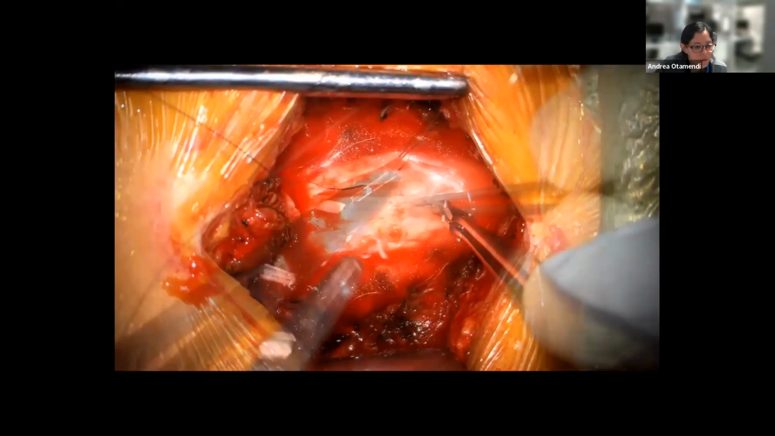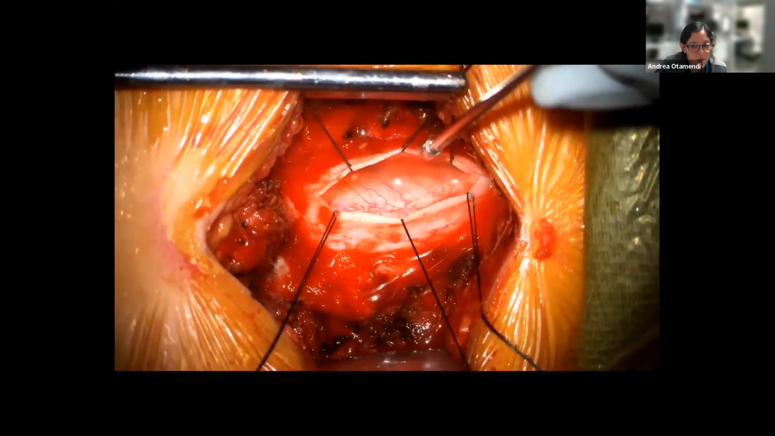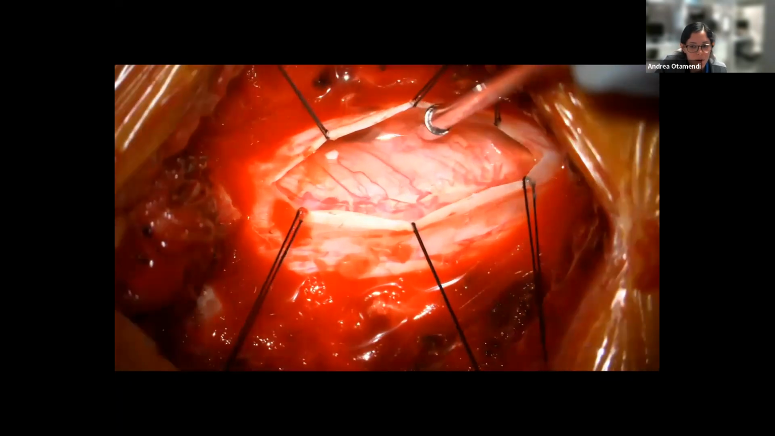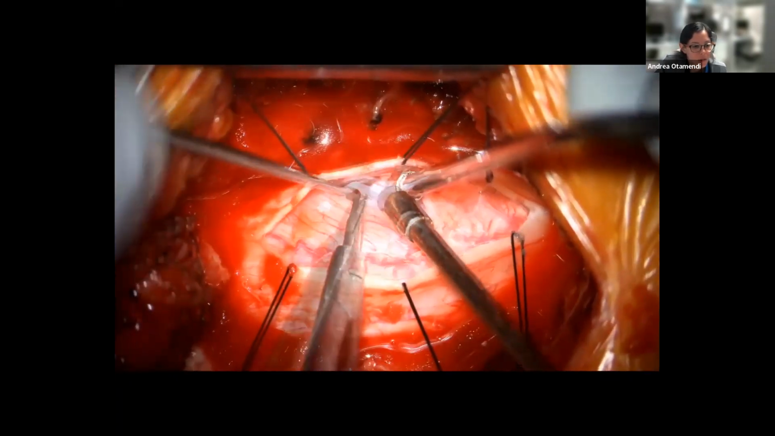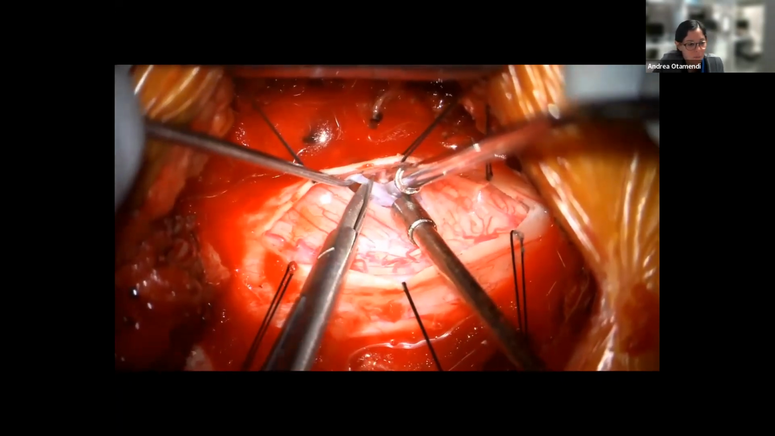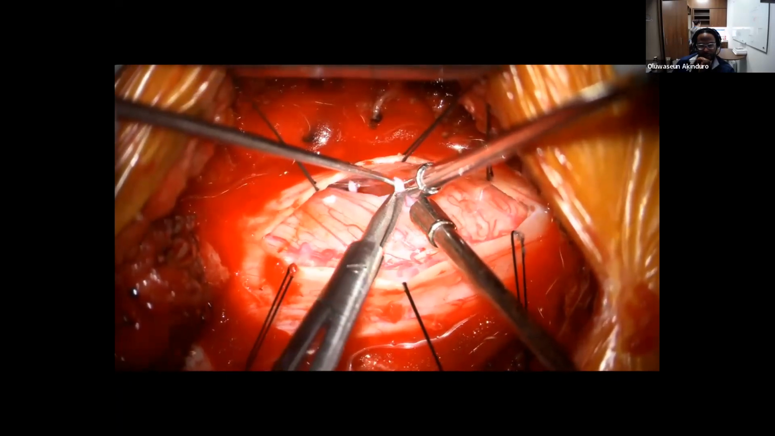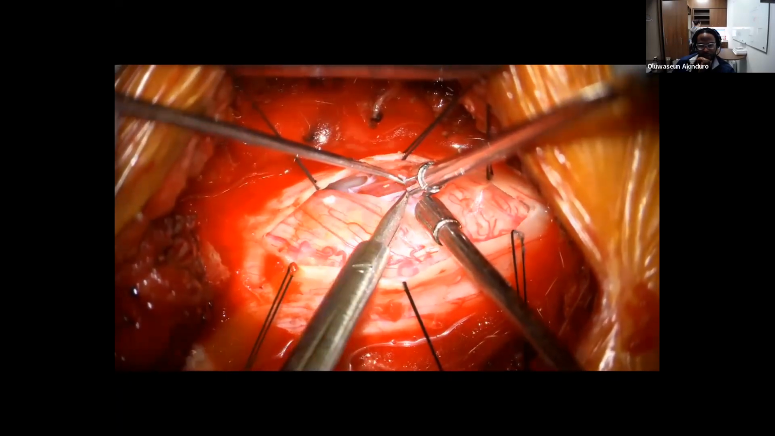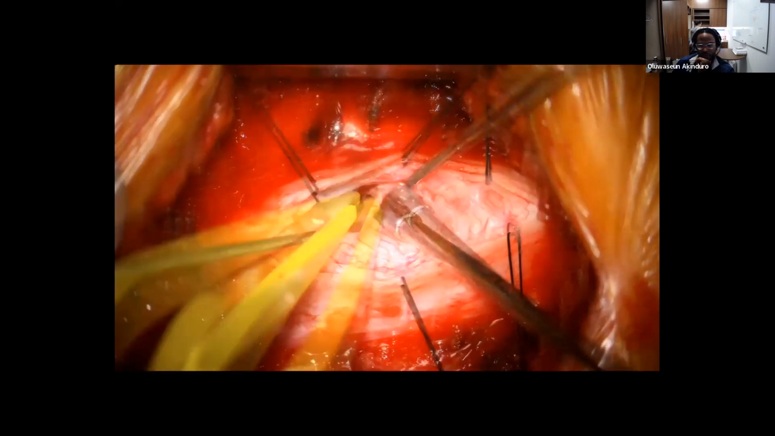Yeah, and the door was open, and then the nylon was used to expose the plane. And Dr. Akinduro proceeded to identify the tumor and the dentate ligament. Yeah, that was the dentate that we just cut there. So then you can see all the nerve roots, the dorsal nerve roots draped over the tumor.